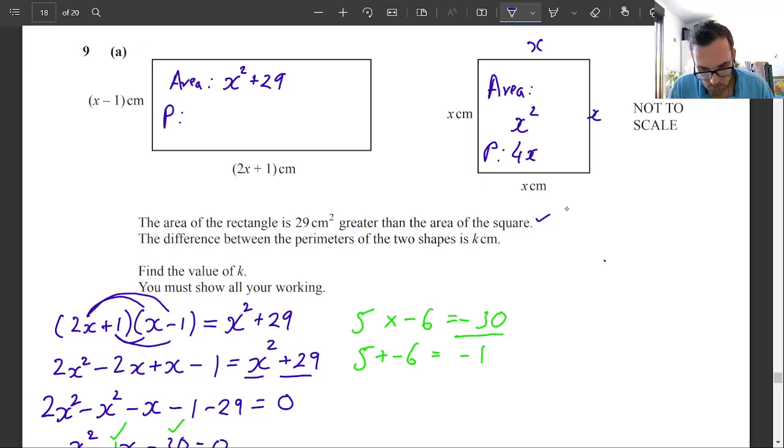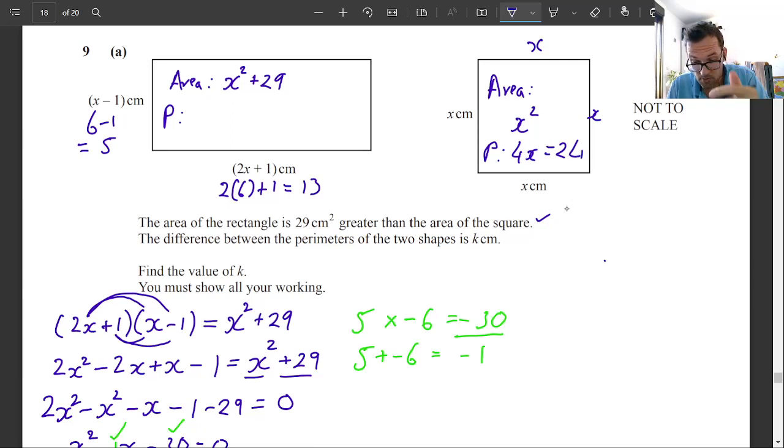Okay, the difference between the perimeters. Oh, you know what was going to be quicker? We just use 6 as x. Put it in there. So if x is 6, then the length of this one is 2 times 6 plus 1. 2 times 6 is, of course, 12, plus 1 is 13. Good, we got the length. Here, x is 6. 6 minus 1 is 5. And here the perimeter, 4 times 6, is 24.